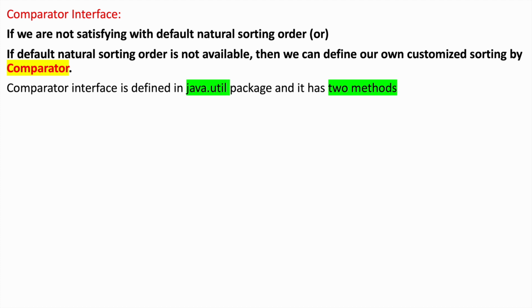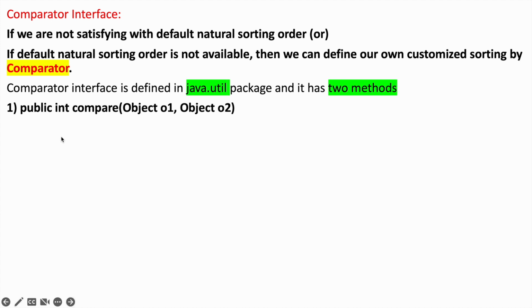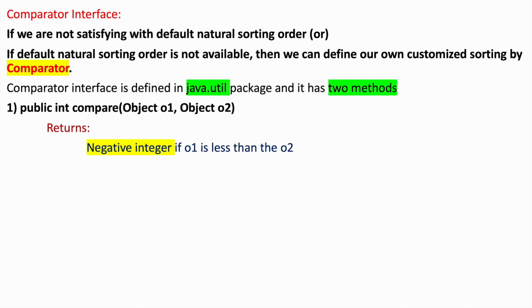This Comparator interface has two methods. One method is the compare method. The return type of this compare method is int, and it has two arguments, object 1 and object 2. This compare method compares object 1 and object 2, and returns a negative integer if object 1 is less than object 2. That is, if object 1 comes before object 2, the compare method will return a negative integer.